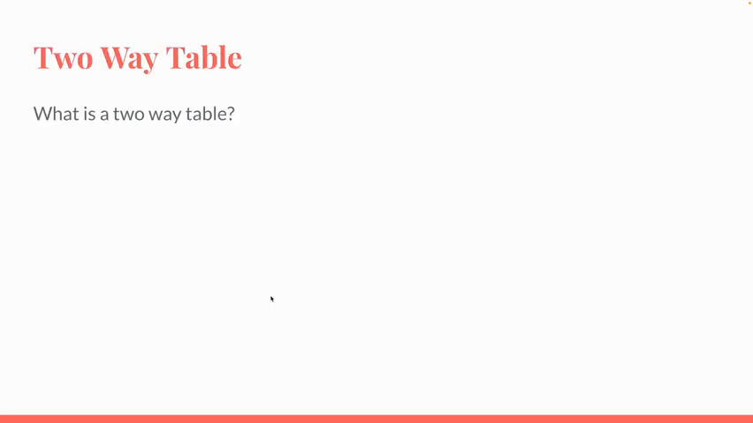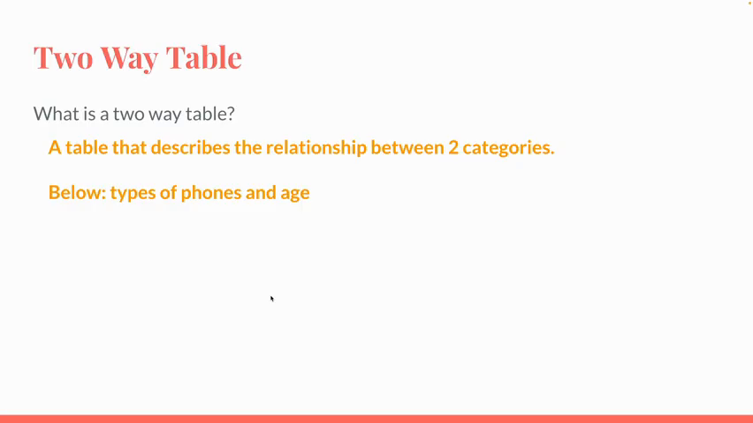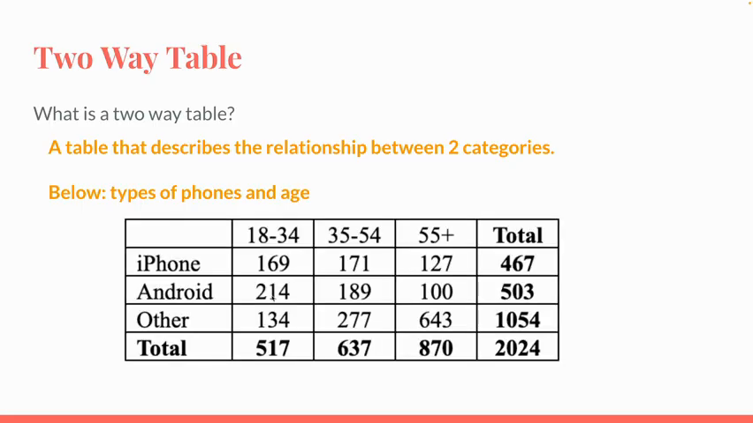Okay, let's look at a two-way table. So this may be new to us. So a table that describes the relationship between two categories. So here is the example that you're given. Types of phones and ages. So we have iPhone, Android, and other. And then we have the ages. So the reason it's a two-way is because this variable is talking about one thing, so types of phones. This is talking about an interval of ages. So we're supposed to compare and see if there's a relationship between types of phones and ages.